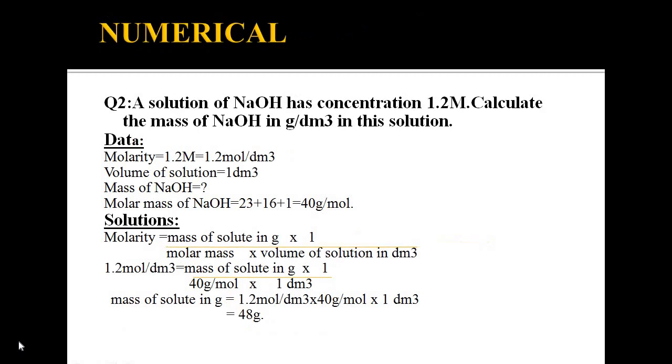Similarly, the second numerical for practice: the solution of NaOH has concentration 1.2 molar. Molarity is given, calculate the mass of NaOH in gram per dm cube. Here volume is not given, but this sentence means how many grams of NaOH are present in 1 dm cube of a solution. Gram per dm cube means mass of solute in 1 dm cube of a solution. So the volume of solution is 1 dm cube from this sentence.